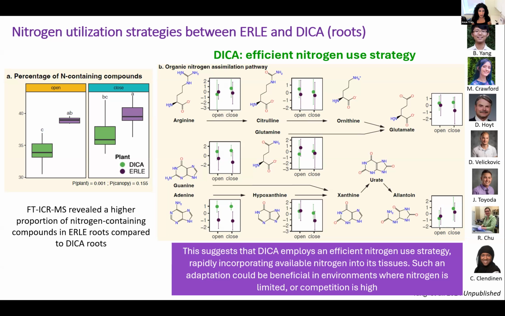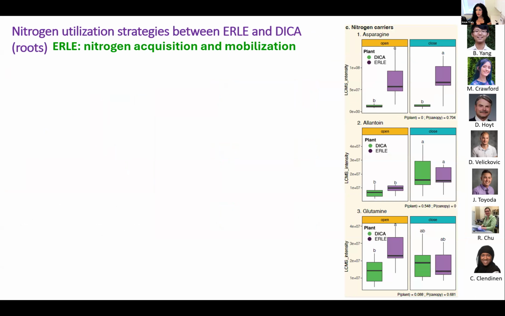Interestingly, when we now looked at the invasive species, we focused on something we call nitrogen carriers. Nitrogen carriers are basically organic compounds that facilitate the transport or transfer of nitrogen atoms or groups between different chemical species in a biological or chemical process.